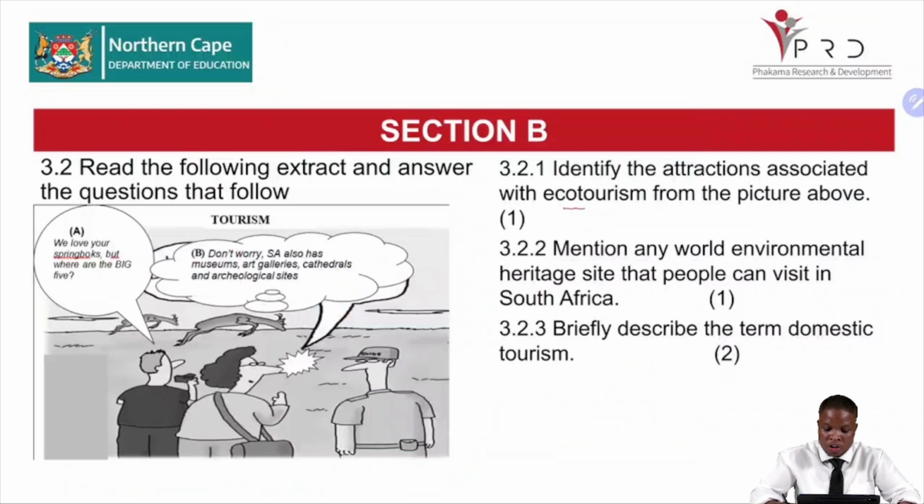We have a lot of heritage sites, but now we are looking for environmental heritage sites. If they said mention any world heritage site, then it's about 11 of them. But the environmental ones are about 3 of them in South Africa. Right. Briefly describe the term domestic tourism. Right, grade 12, we have 5 minutes, then we mark.